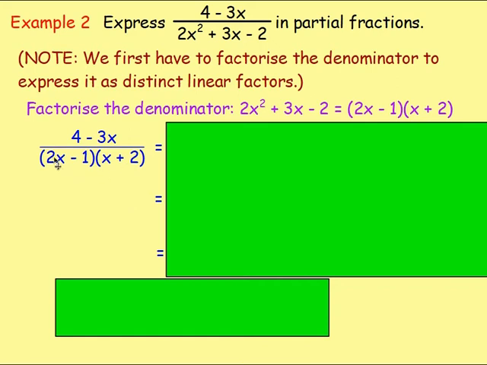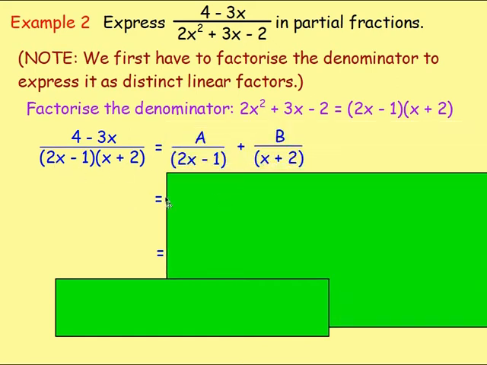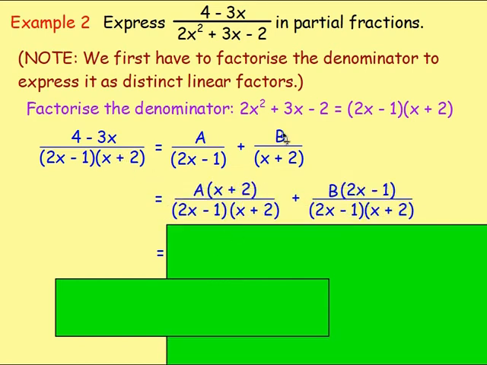Because we've got distinct linear factors, we know we're going to write that as A/(2x − 1) + B/(x + 2). From there, add the fractions together. A is over 2x − 1, but we also need x + 2, so multiply the top and the bottom by x + 2. B is over x + 2, but we need it to be also over 2x − 1, so multiply the top and the bottom by 2x − 1. Doing that will give you the same denominator, which is what we want. High five!